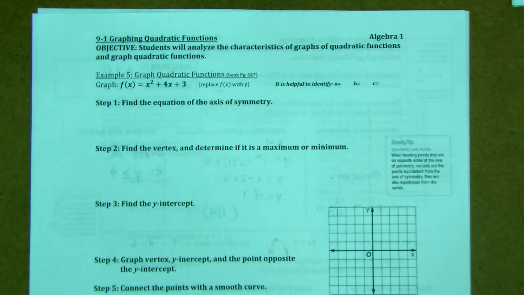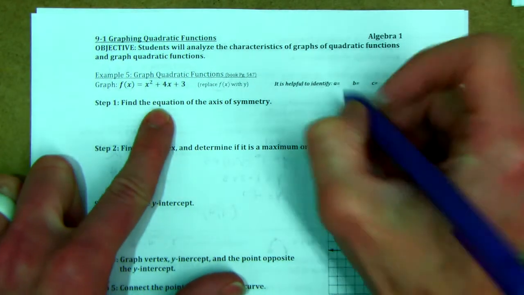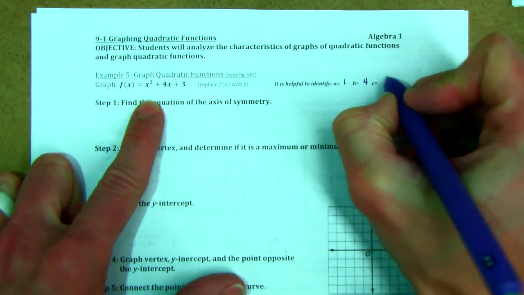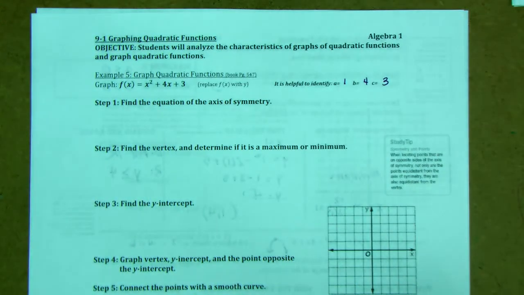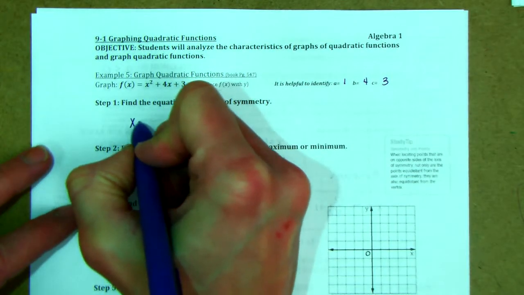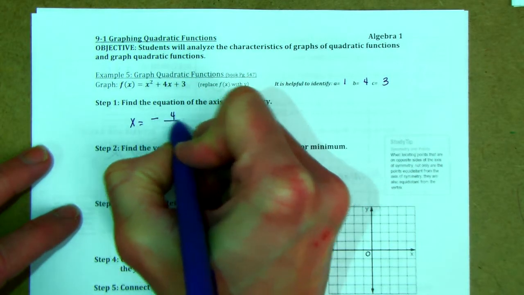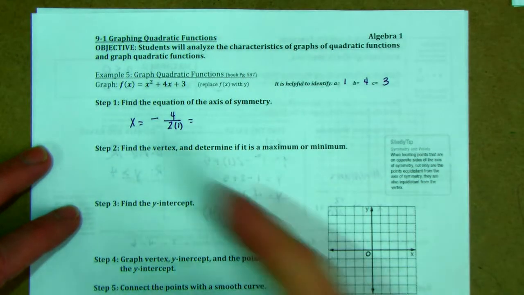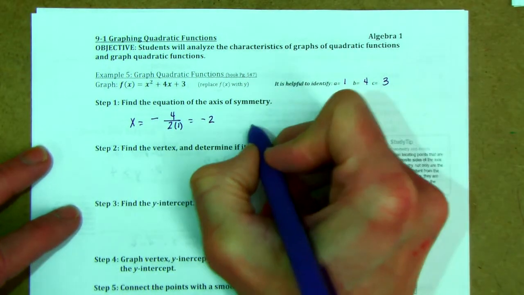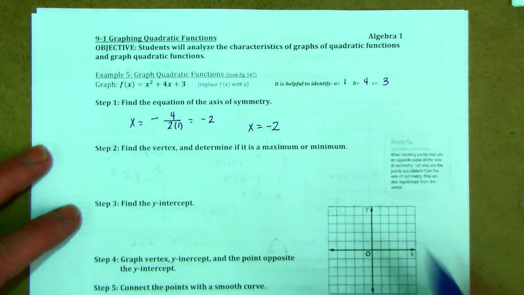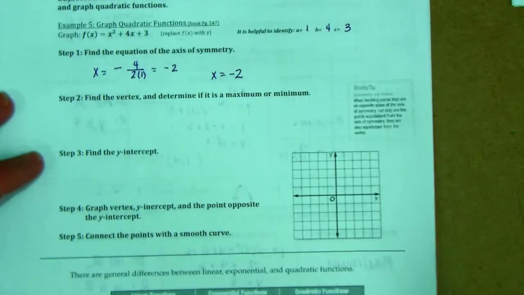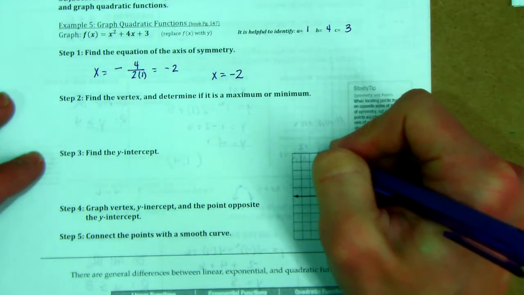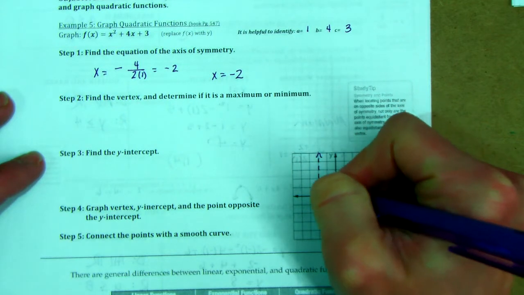Let's find our axis of symmetry. So x equals negative B over 2A, which means we've got 4 over 2, which is 2, and the negative. So we've got x equals negative 2. That's our axis of symmetry. Guys, I'm going to come down right here, and I'm going to actually place my axis of symmetry on there, because that's going to be very helpful in graphing my line, my curve, excuse me.